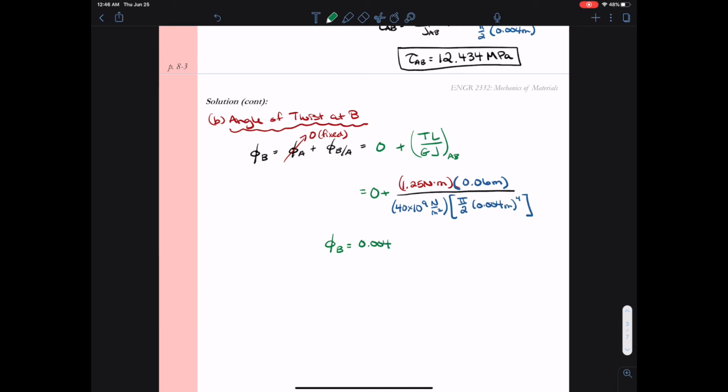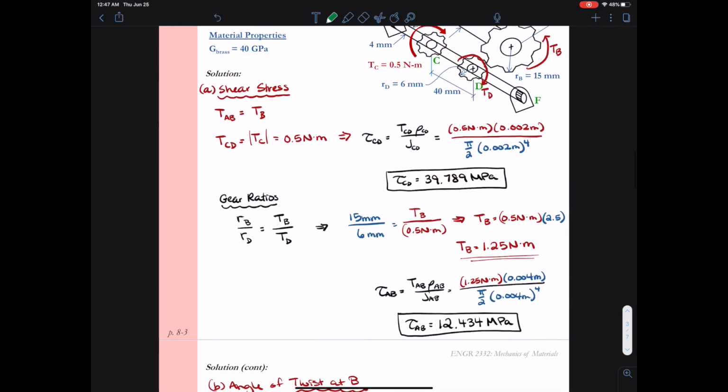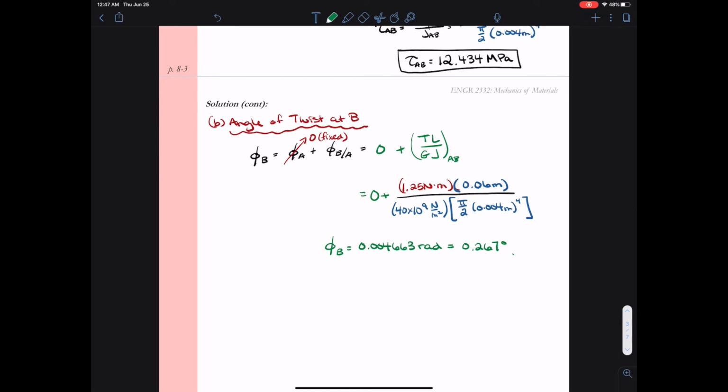I have 0.004663 radians. Remember, this is unitless, so it comes out in radians. We can convert radians to degrees by multiplying by 180 divided by pi, and that will give us 0.267 degrees. Again, I'm going to look back to my picture. Remember, I drew in the torque at B. I said that B was going to be rotating counterclockwise, and so that's the direction that the angle of twist at B will also be rotating.